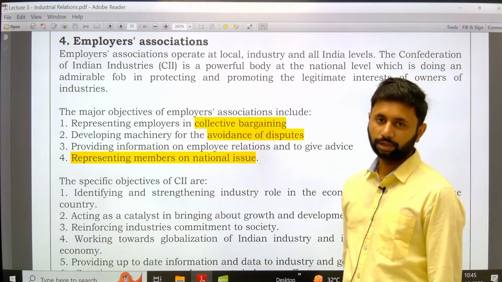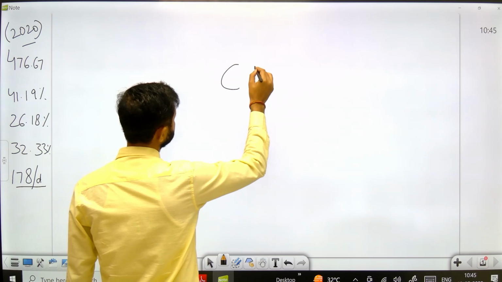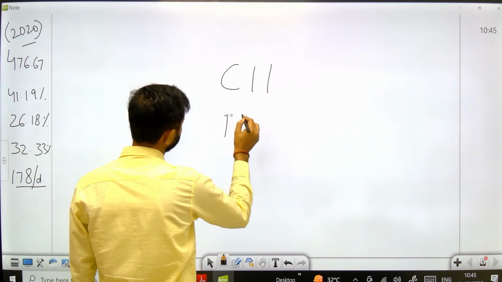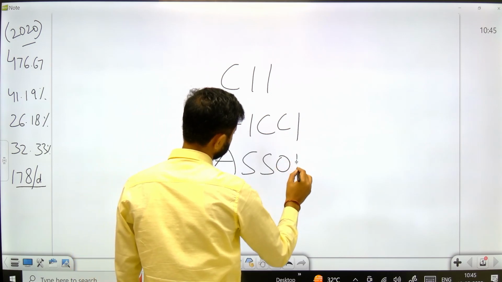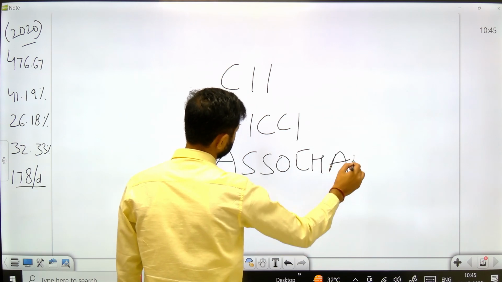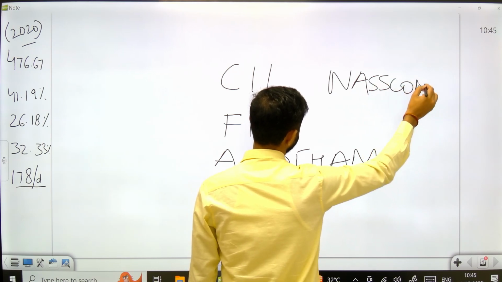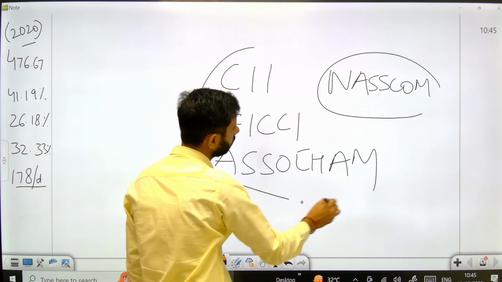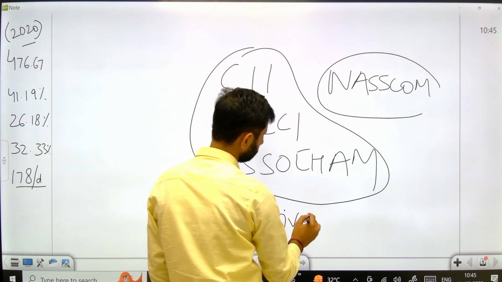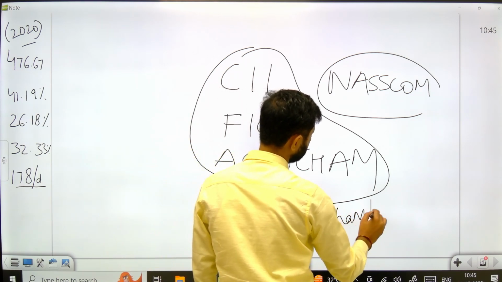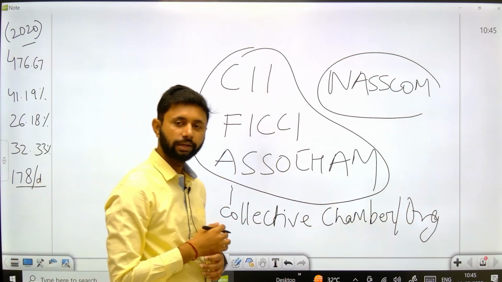Now we'll talk about employers associations. Employers associations: CII, Confederation of Indian Industry, FICCI, ASSOCHAM, NASSCOM. These all are collective chambers or organizations that take care of Indian industry as a whole.